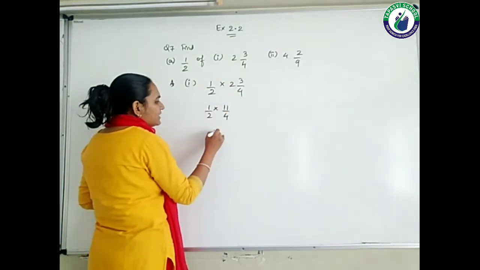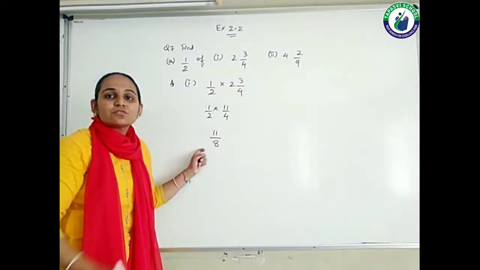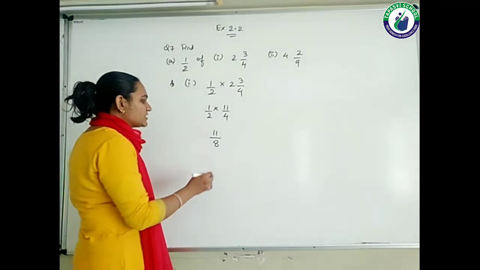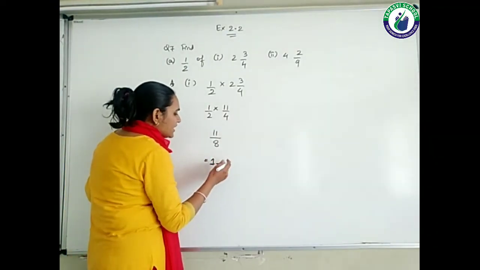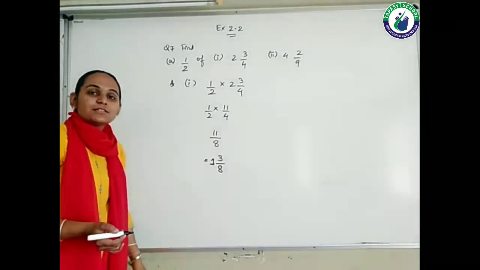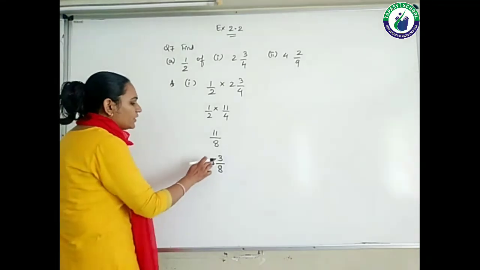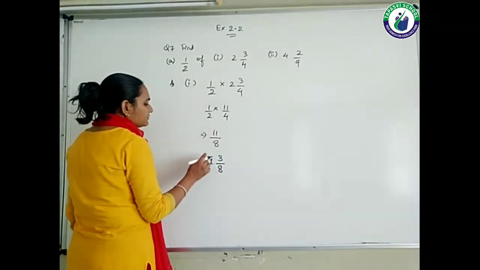So 1 11s are 11 and 2 4s are 8. Now this is an improper fraction, students. So again we need to convert it into a mixed fraction. So 1 8s are 8 plus 3. So we'll get 1 integer 3 upon 8. So this is the answer for this particular question.